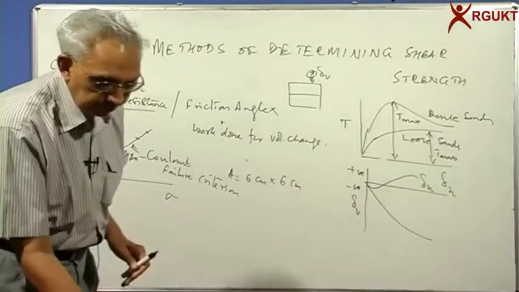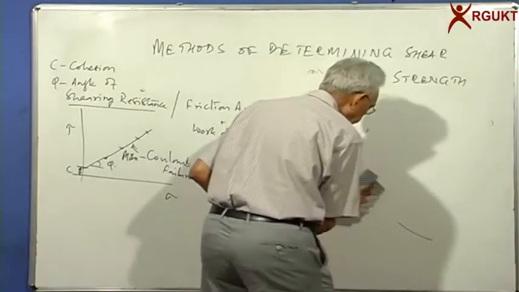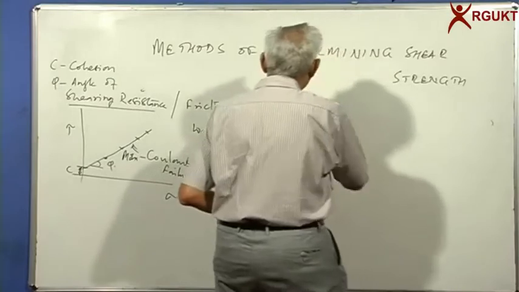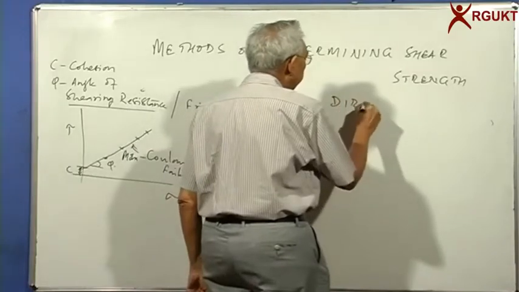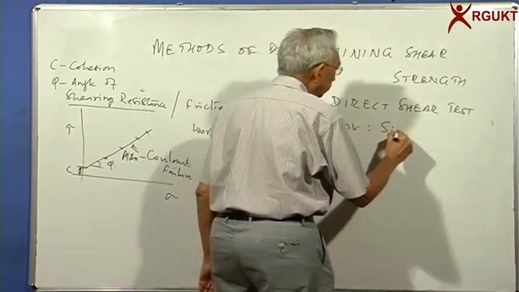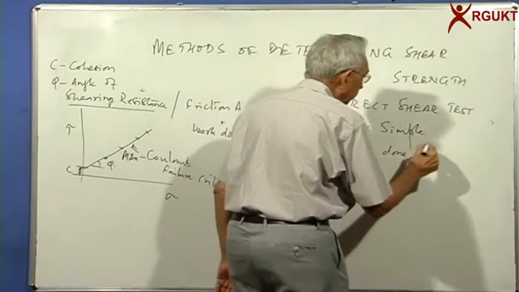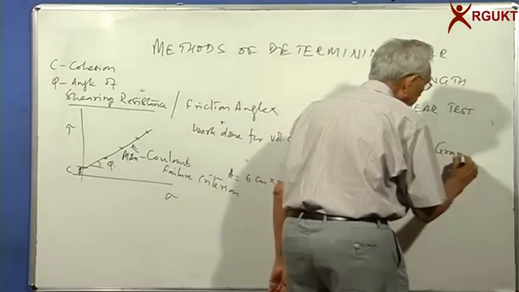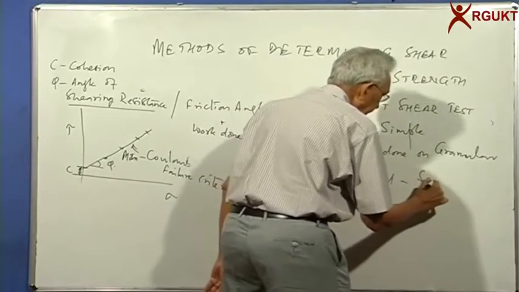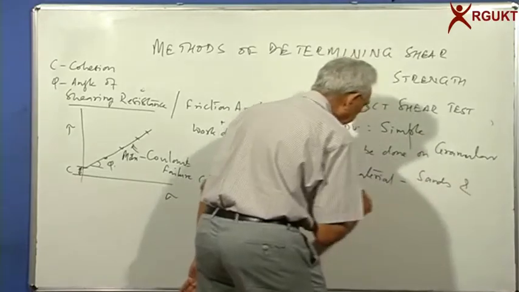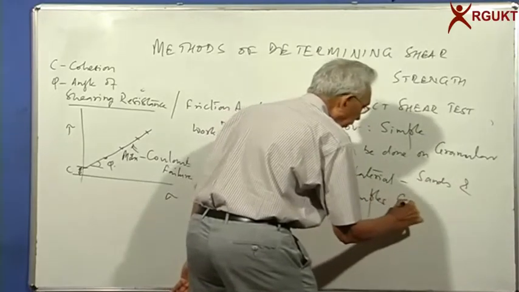The direct shear test is a very simple test. We can do it on sands particularly, and most of the time we do it on compacted samples prepared in the laboratory. The advantages are, it's very simple and can be done on granular material, specifically sands, and on samples compacted in the lab.